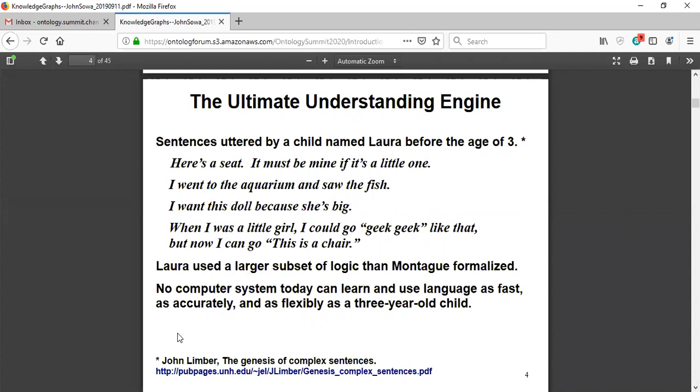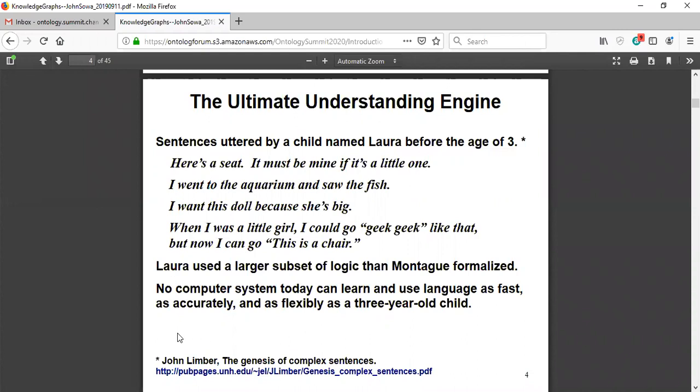And then the last sentence, when I was a little girl, I could go geek, geek like that, but now I can go, this is a chair. Here she's talking about her linguistic abilities at an earlier stage and at this later stage. And this is probably because she learned from the psychologists that they're very interested in child language, so she wanted to tell them about what she knew. And this is an amazing amount. No computer system today can learn language and use it as fast and as accurately as Lara. That's just amazing, and it shows how much more we have to do.